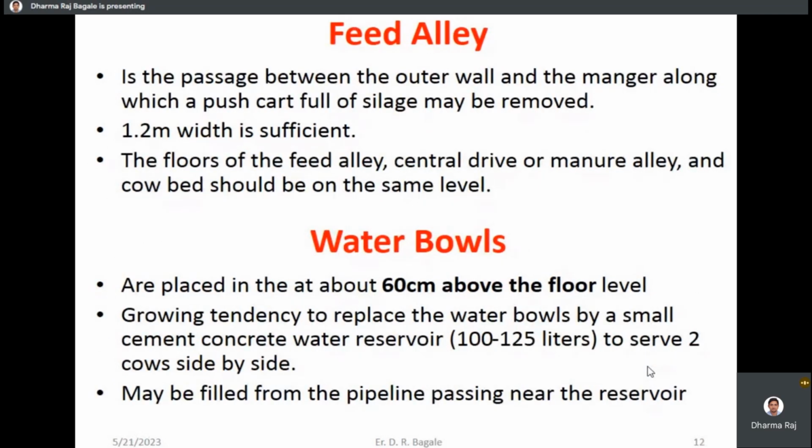And the feed area is the passage between the outer wall. In case of tail-to-tail system, the feed alley is the passage between the outer wall of the barn and the manger, in which a cart full of silage can be moved, and it should be 1.2 meter wide to push the feed cart. And in case of head-to-head system, there will be a common feed alley, a central alley, instead of a manure alley.